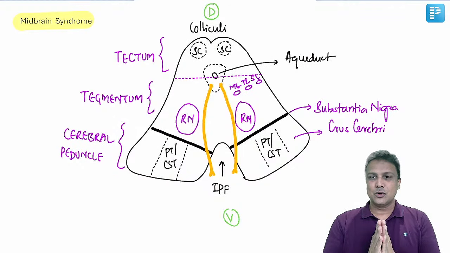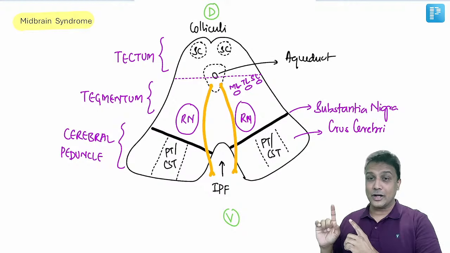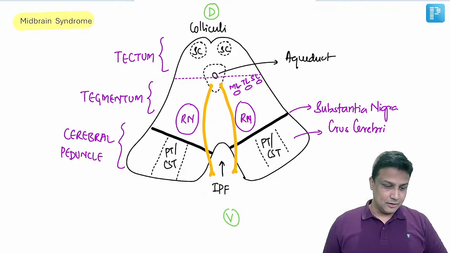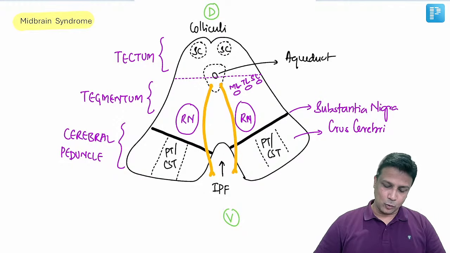Okay. So now, first of all, let me show you the transverse section of the midbrain. In the transverse section of the midbrain, ventrally there will be a depression, which is nothing but the interpeduncular fossa. And dorsally, you'll have the colliculi.